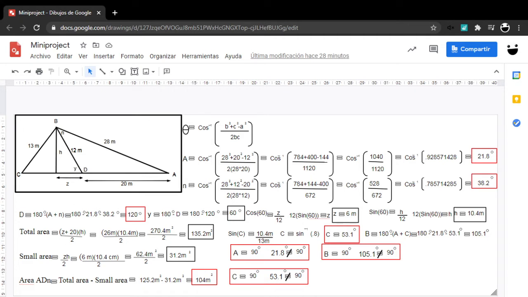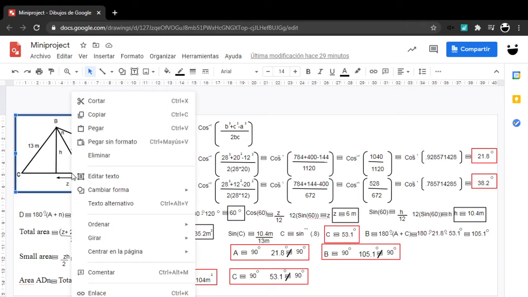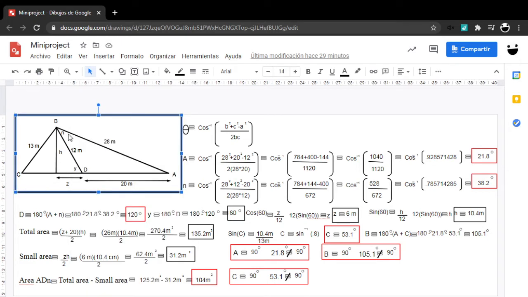Secondly, we have identified the data that the problem gives us. From the top of the flagpole to the point A is equal to 28 meters. From the top of the flagpole to the point D is 12 meters. From the top of the flagpole to the point C is 13 meters. And finally, from the point D to the point A is 20 meters.